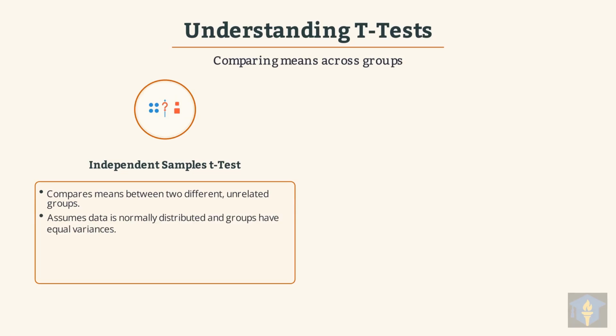It assumes that your data is normally distributed and that the variances within both groups are approximately equal. For example, you could use this to compare the average test scores of male students versus female students.